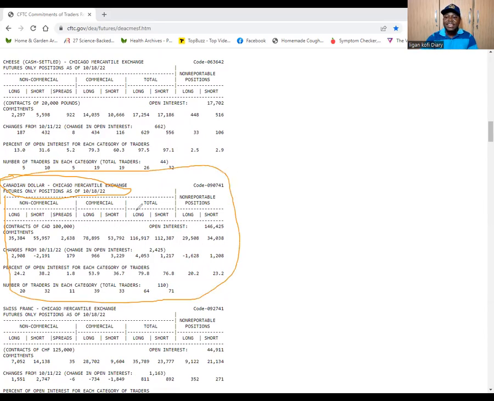Okay, now let me also say this thing here. This is also another point you're supposed to take note of. The report, you know, these are futures. There's a difference between futures and currencies. Futures are individual currencies. When you are trading individual currencies, that is futures trading.